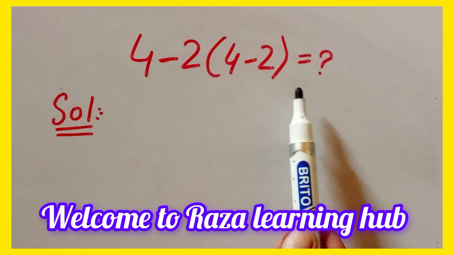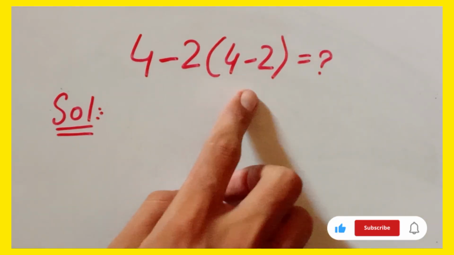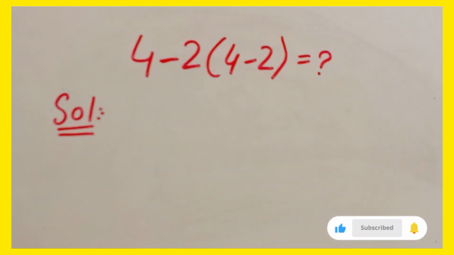In this video we will find the value of this expression, which is 4 minus 2(4 minus 2). So how can we find the value of this expression?